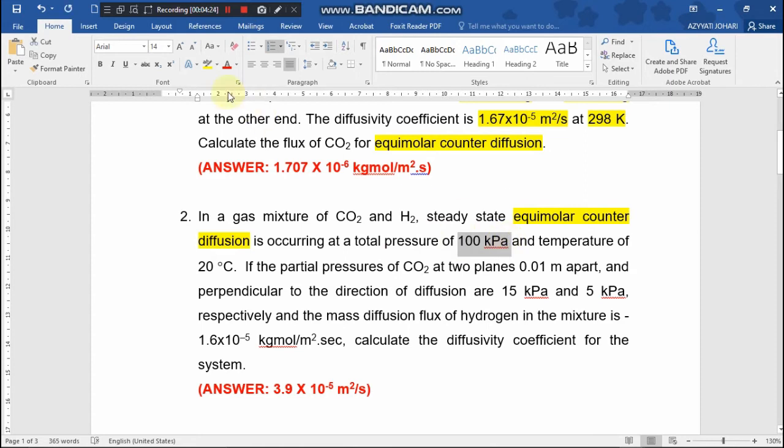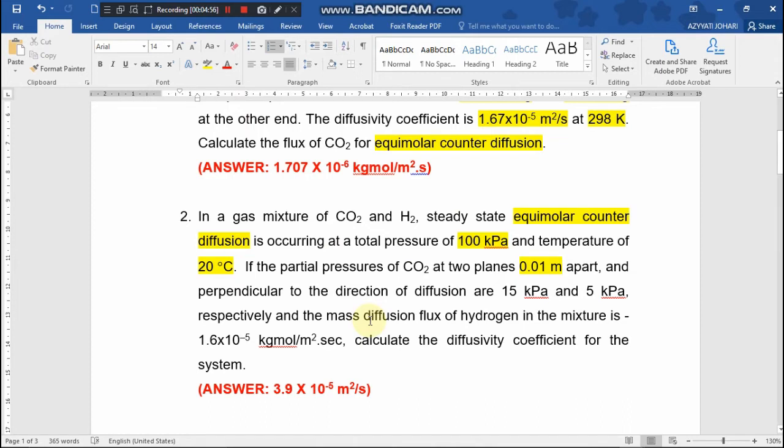The total pressure given is 100 kPa, and the question gives you the value for temperature. Okay, and the question gives you the partial pressure of CO2. All right, so basically how we assume which component will be A or B: the first equation that you see will normally be component A, and the second component that we see is component B.